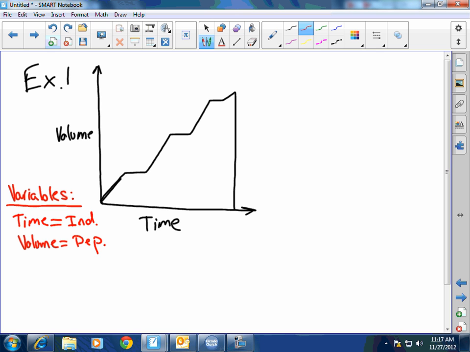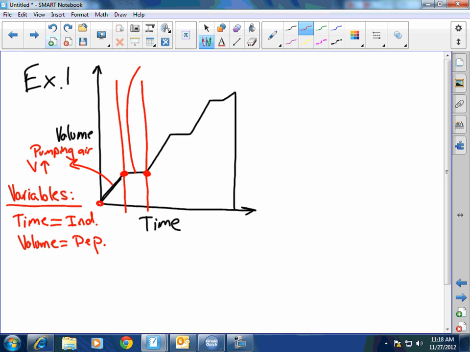Now, what's happening here in this graph? Well, let's go section by section, okay? From the start to right here, what was happening there? Yeah, you're pumping air, right? If you were pumping with your mouth, you'd be blowing air. But when you're pumping, you're using a pump, sir. So you're pumping air, okay? So volume increases.